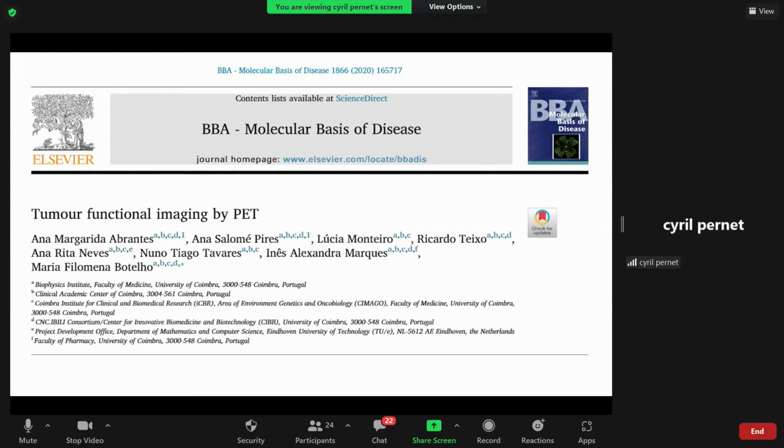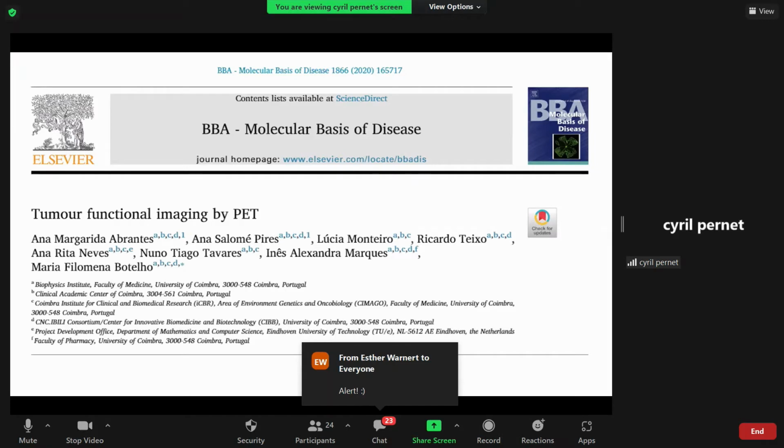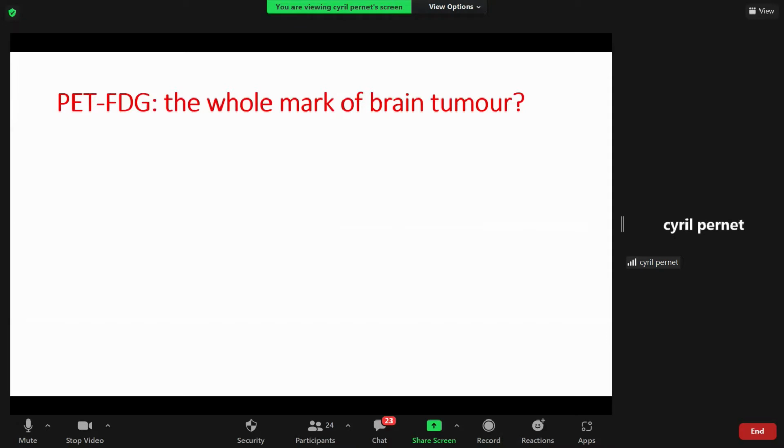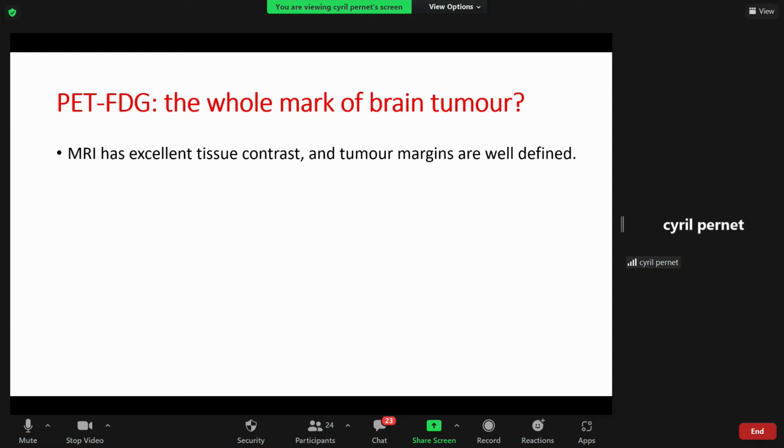Tumor functional imaging by PET. I think this is a relatively recent paper, and I found it really good because it gives you really the reasons why you want to do PET in tumors. So typically we would think of PET with FDG. So that's why I put, is it really the hallmark of brain tumors?